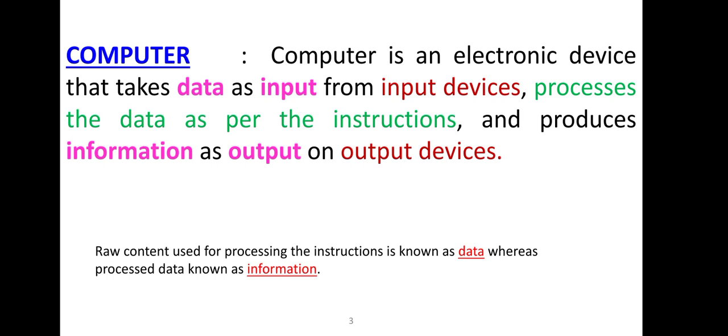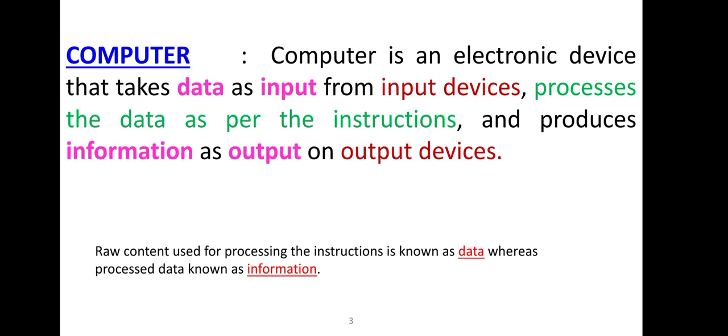The program of instructions will provide the processing capabilities of the computer, and with the processing, it will produce information, that is the processed data, that is useful data, on output devices. Output devices means monitor, and if you want to get the hard copy, we present that in a printout. Some display devices or printout devices are output devices.